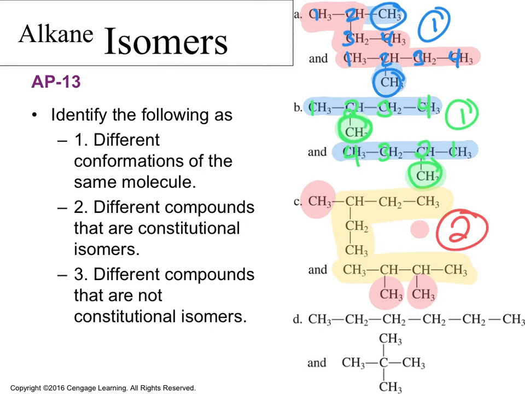Last example, we have 6 carbons in a continuous chain for the first one. The second one, we have only 5 carbons, so 3 in a chain plus 2 coming off. So different formulas means we have an answer of 3. Different compounds that are not constitutional isomers.